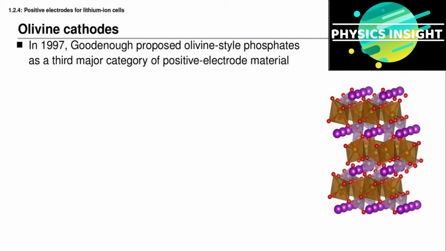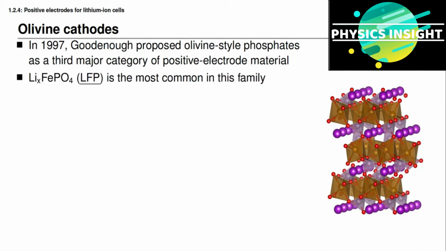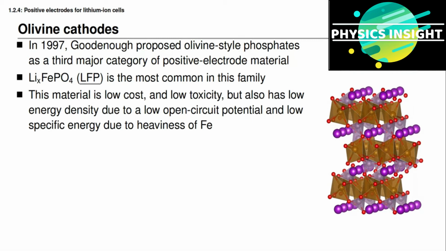A third variety of positive electrode active material was once again discovered by Professor Goodenough's research team, and these are the olivine style phosphates. The most commonly found member of this family is called lithium iron phosphate. This material is very inexpensive, and it's very non-toxic, and that's all fantastic. But unfortunately, it also has low energy density because of the low open circuit potential of the material, as we'll see later on. And it also has low specific energy because iron is a very heavy element.